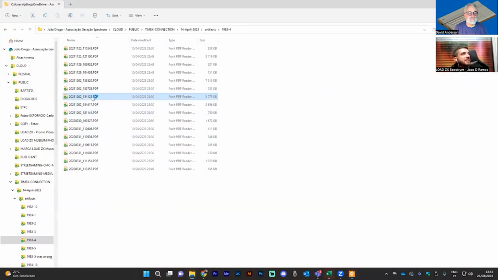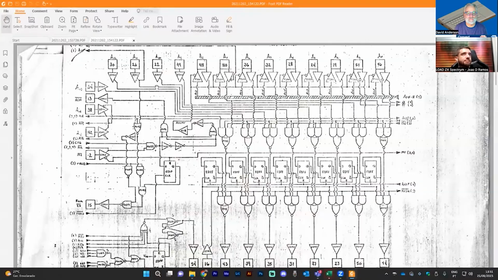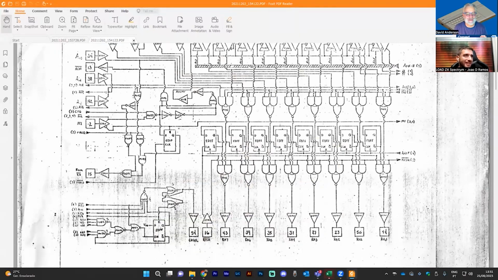Okay, but let's go back to our endeavor. So let's jump back to April 1983. Okay, next document in the list. I don't know what this is. Some schematics with some signals.